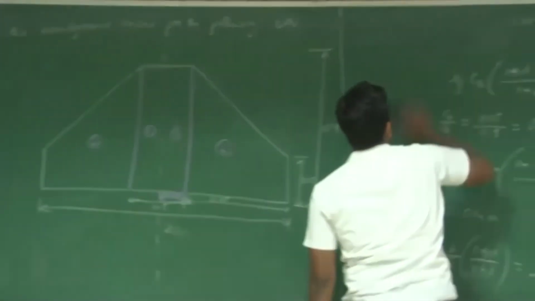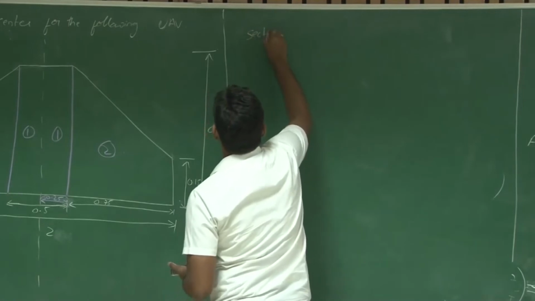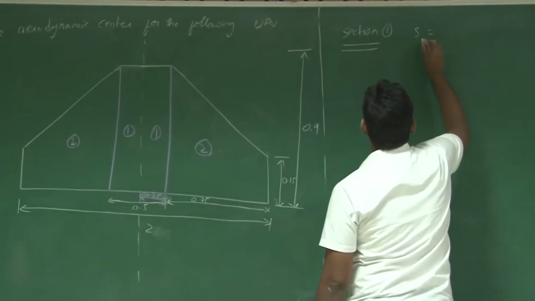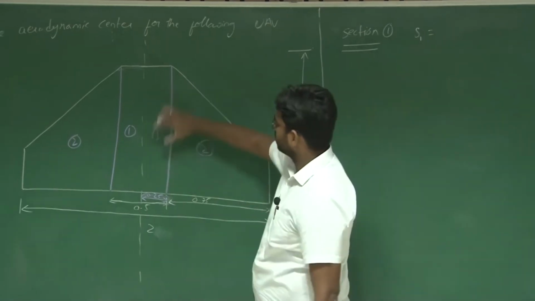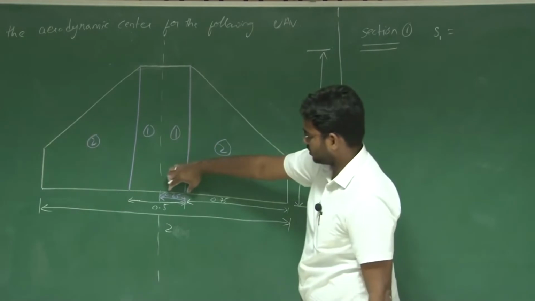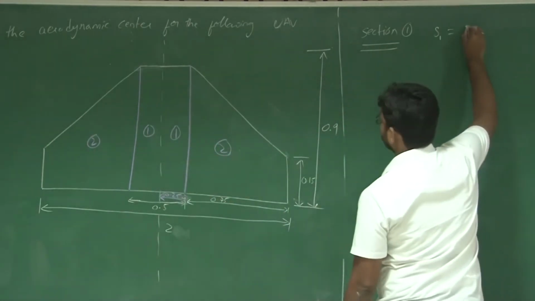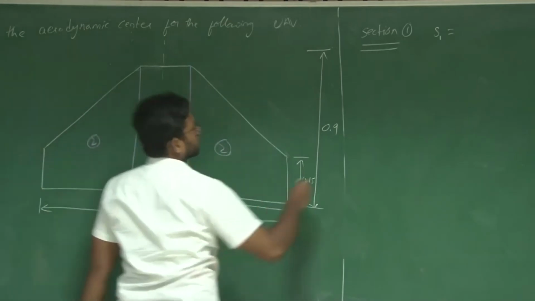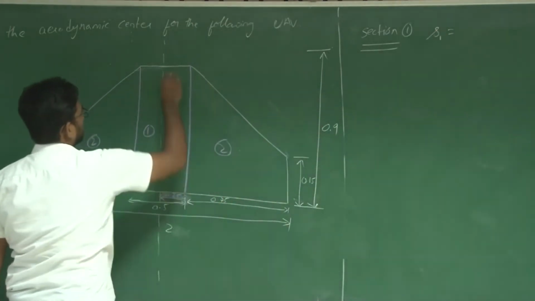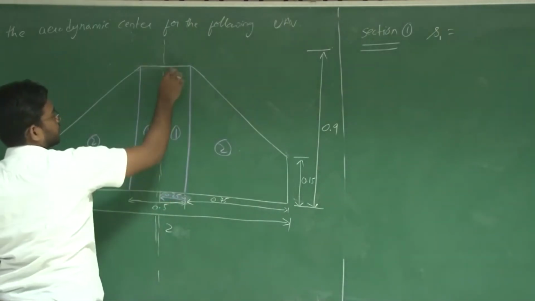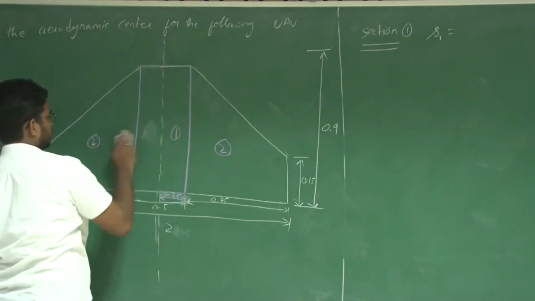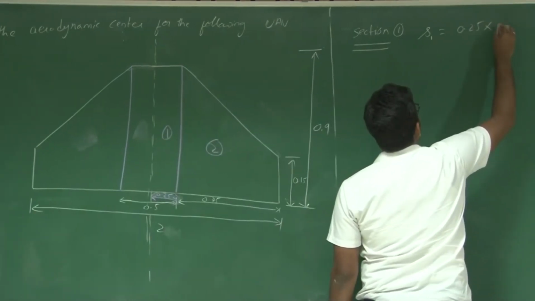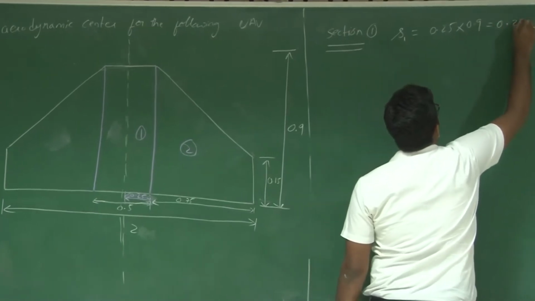Now how to find the aerodynamic center for this configuration? Let us take section 1. What is the area of this section 1? Say S1 is CR into this span, right? Let it be small S1, which corresponds to only this particular half. The area that we are going to talk about corresponds to only this particular half. So S1 here is 0.25 times 0.9, 0.225 meter square.